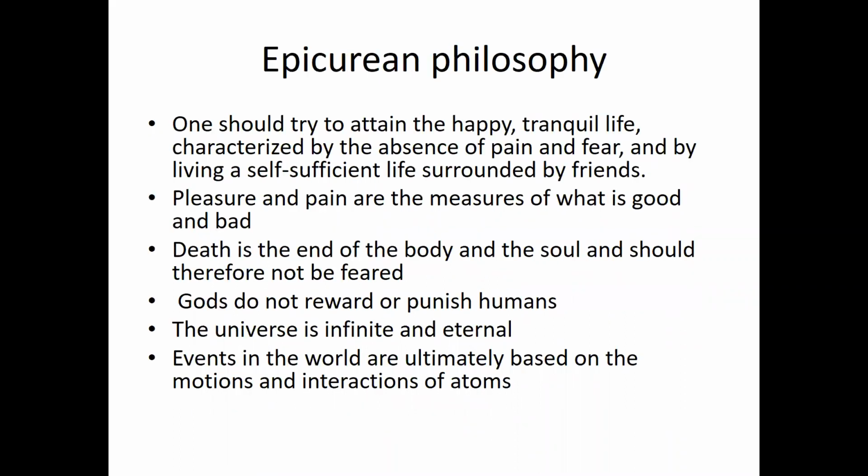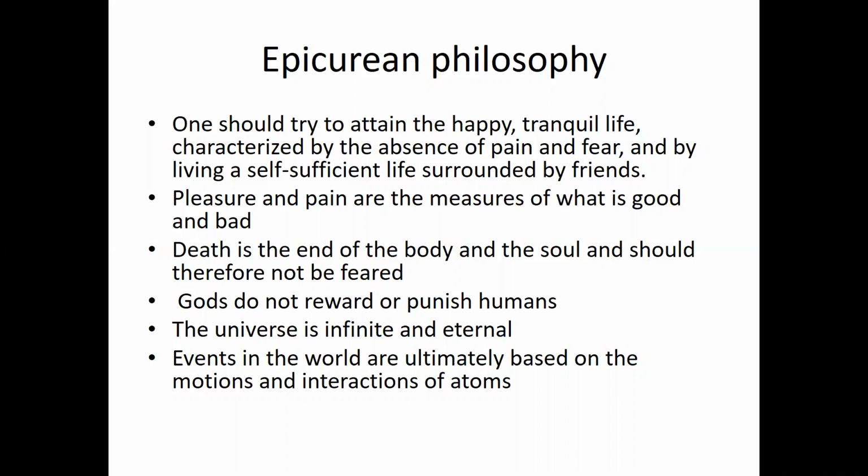The philosopher Epicurus, 341 to 270 BCE, developed a philosophy based on the principles that one should attain the happy, tranquil life characterized by the absence of pain and fear, and by living a self-sufficient life surrounded by friends. Pleasure and pain are the measures of what is good and bad. Death is the end of the body and the soul and should therefore not be feared. Gods do not reward or punish humans. The universe is infinite and eternal, and events in the world are ultimately based on the motions and interactions of atoms.